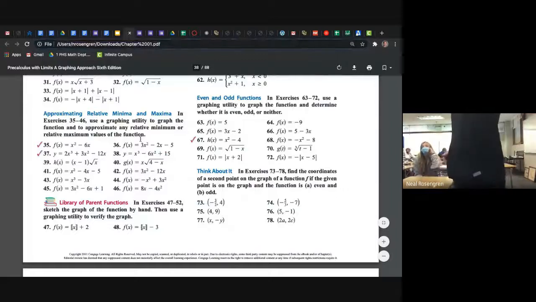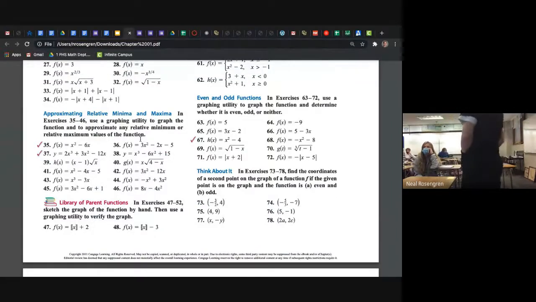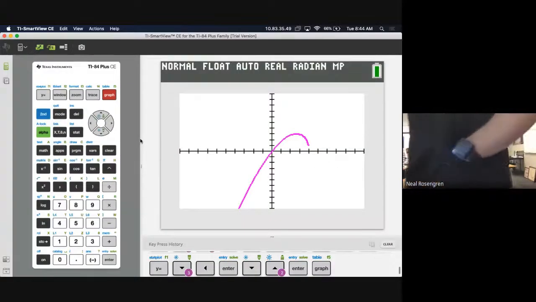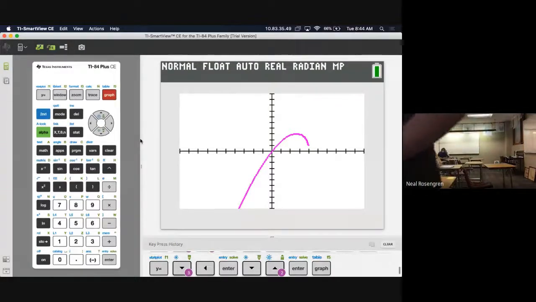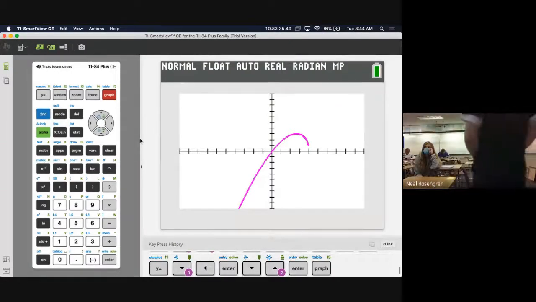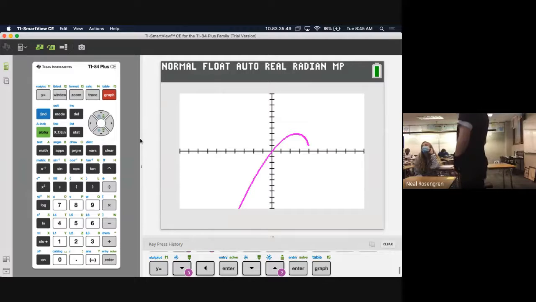right? Use a graphing utility. That's their way of saying use a calculator or some sort of graphing calculator, Desmos, whatever, and approximate any relative minimum or maximum values of the function. So that's what we're going to do. We're going to try to look at this and see where the relative mins and maxes might be. So is there a relative minimum anywhere? Someplace that in the space nearby, it's going to be the lowest point?